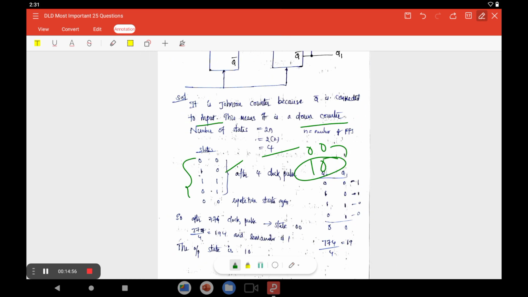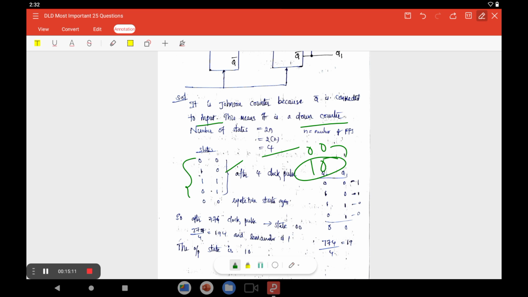So it is very important, guys. In case they give any number, maybe they ask 500 or something like that, you have to divide it by 4. If the remainder is 0, then the state of the counter is the 0 0 state only. Okay.